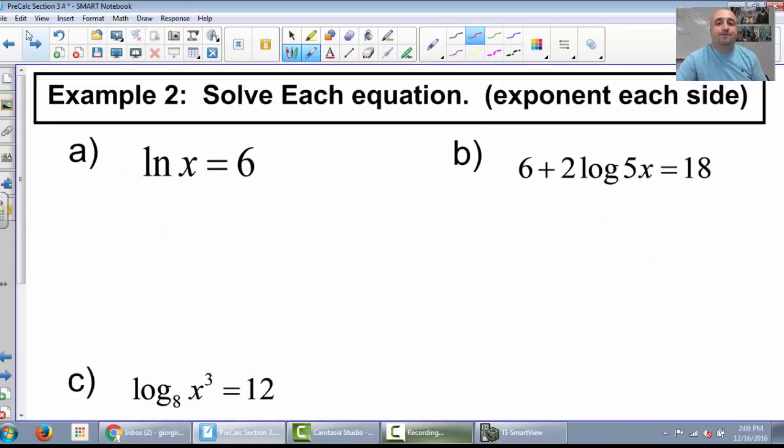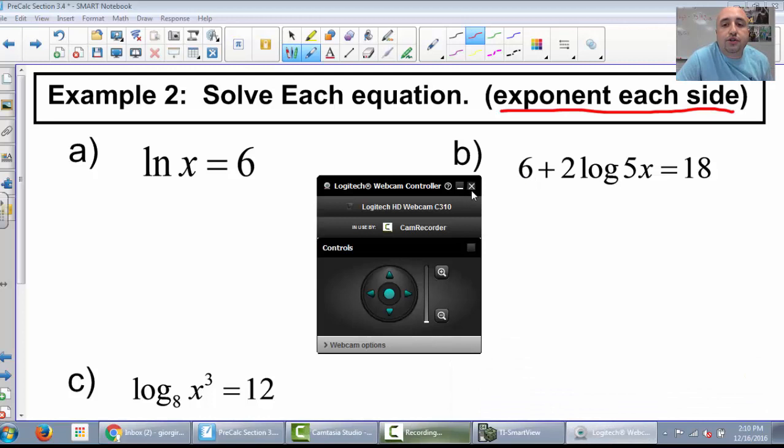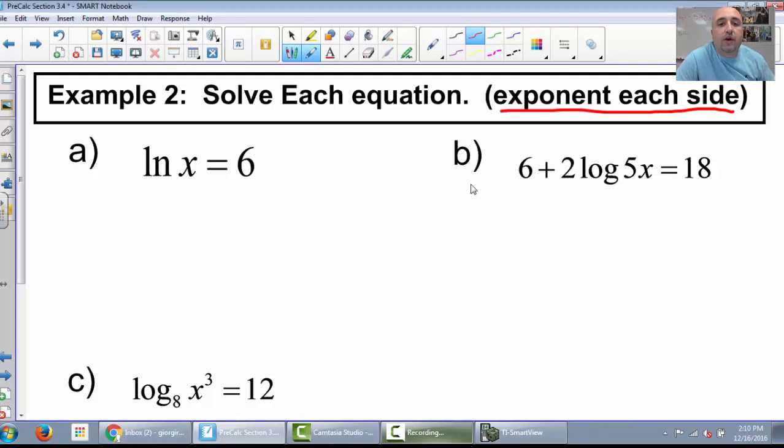All right, example 2. Solve the equation. Exponent on each, this and this parentheses are going to tell us what we need to do. We're going to exponentiate each side. Okay? So we have our x built into our log here. So somehow we've got to get this x out of here. All right, so what we're going to do is exponentiate each side.